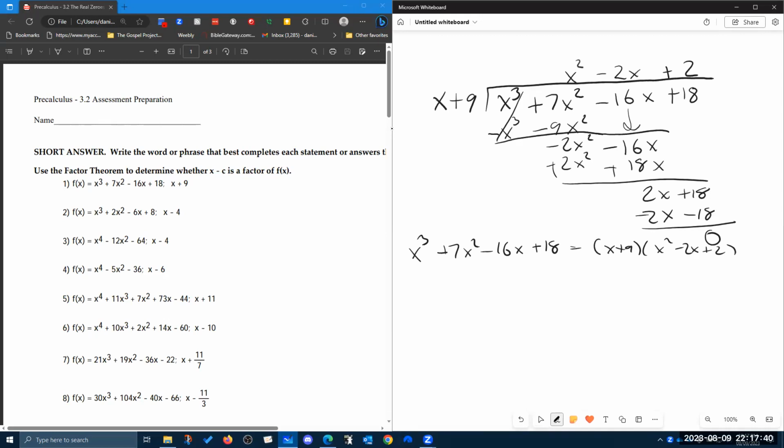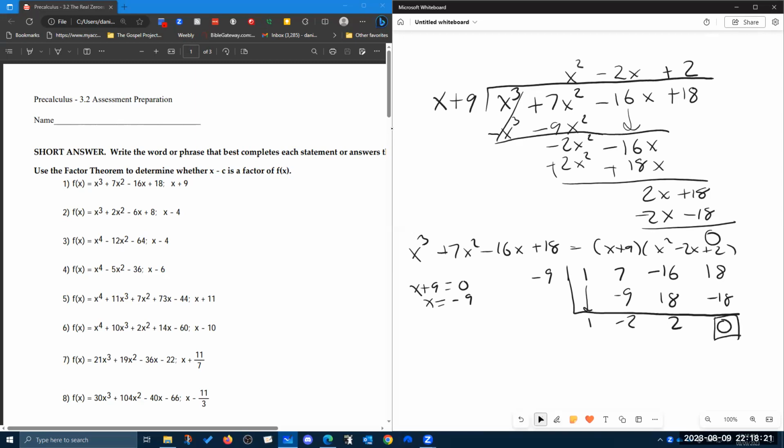Let's go ahead and show the same thing with synthetic division. If I had taken the x plus 9 and set it equal to 0, x would be equal to negative 9. That's going to be the 0 that I'm going to use for synthetic division. Put my 0 on the outside. I put the coefficients from the dividend, not skipping any terms. So if there's a missing term, I'm going to put a 0 for its coefficient, like so. Bring down, multiply, add, multiply, add, multiply, add, and I'm looking for a remainder of 0 over here.